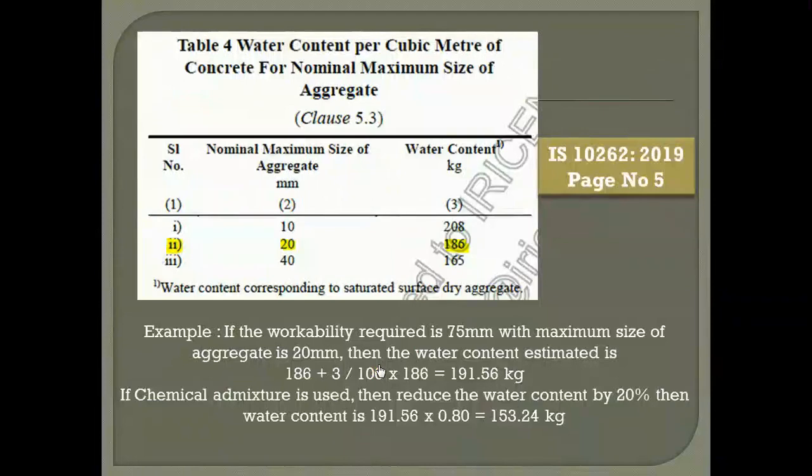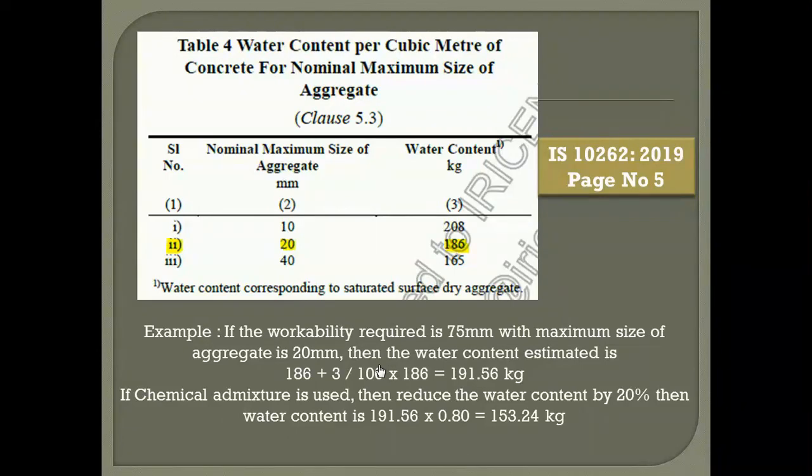Here from 50 it has gone to 75, so it has increased by 25 mm, so you have to increase the water content by 3%. So 186 plus 3% of 186, total is 191.56 kg or liters. So this is how we are finding the water content.